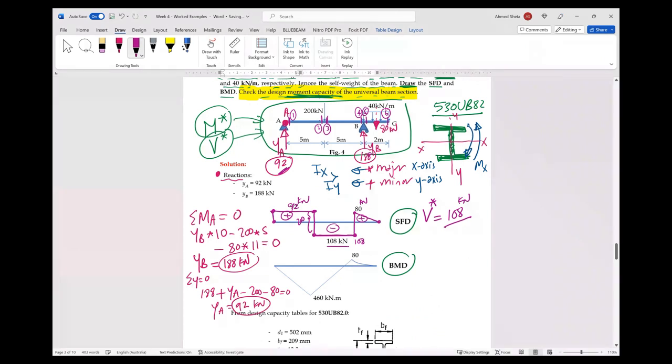Okay, for the bending moment diagram, how can we draw it? If we start at 1, the moment at 1 is 0, because we are at the beginning of the beam. At 2, how much is the moment? M2 will be the reaction 92 times the distance 5. This gives us 460 kilonewton meter. Okay, below the datum or above the datum?